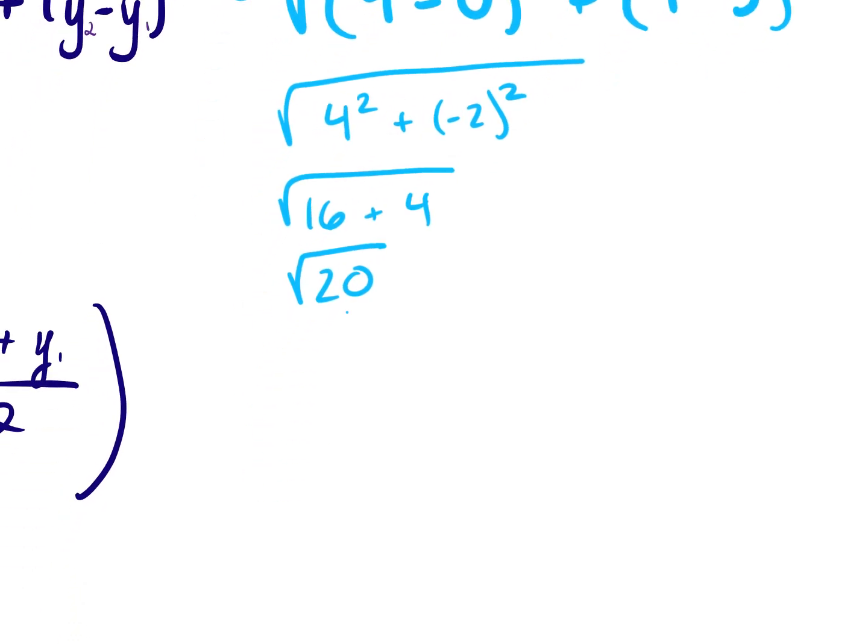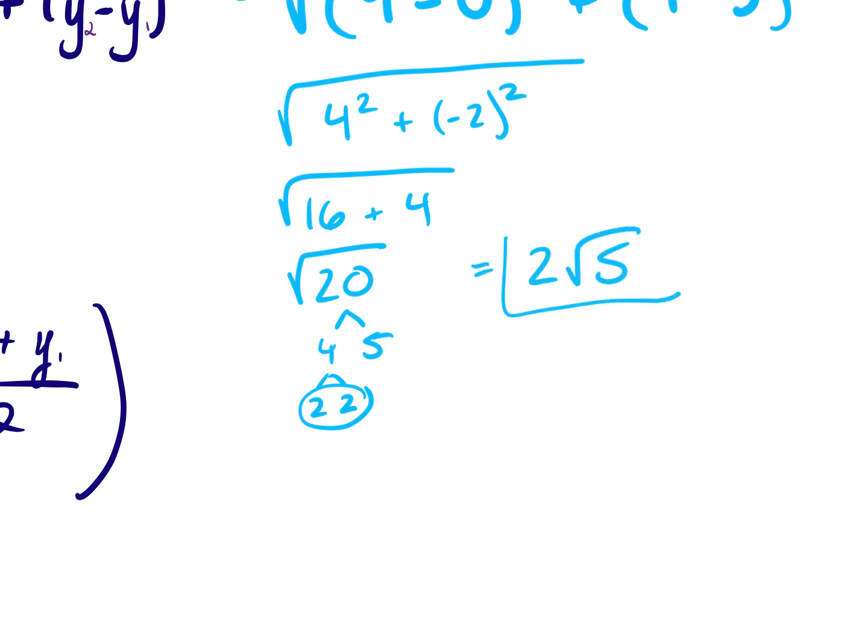What are 2 factors of 20? 4 and 5. 2 factors of 4 would be 2 and 2. So we'd circle our groups of 2. So we have 2 square root 5. So this would be our distance. So always simplify. Simplify your radical.